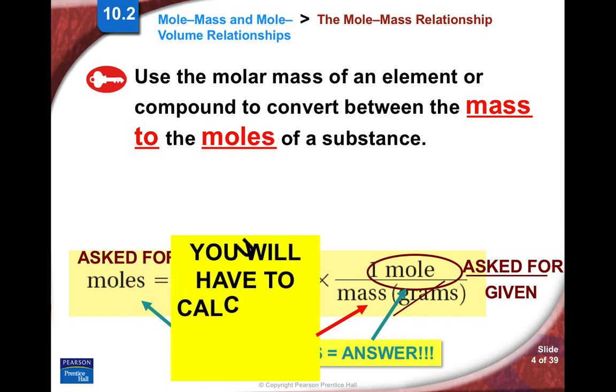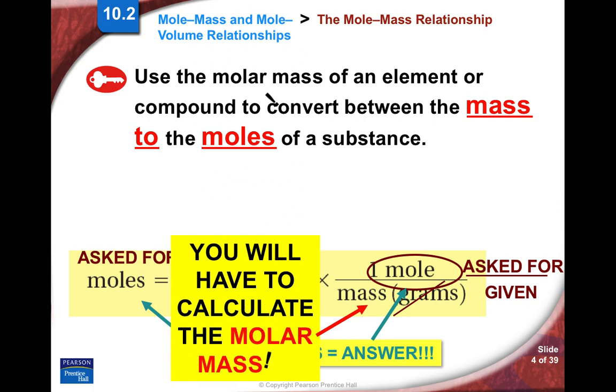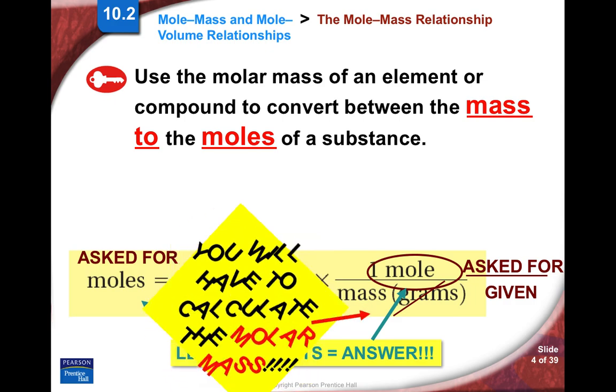Again, for compounds, you're going to have to calculate the molar mass. It's a little extra time. They'll usually just give you the formula of the substance. It really doesn't matter what the substance is. Even if you've never heard of it before, you can still do it. Look at the periodic table.